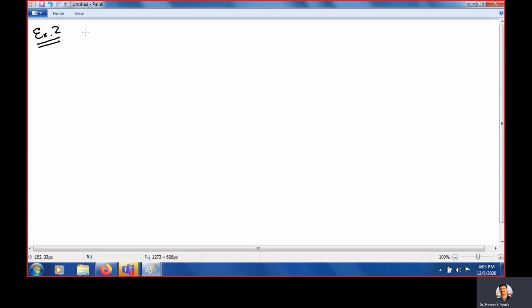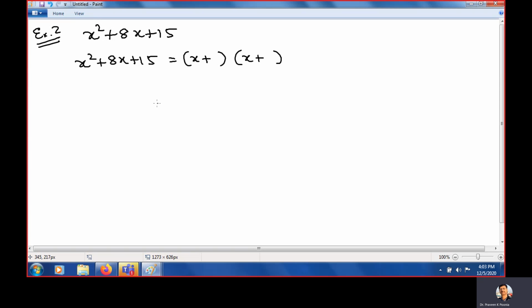Example number 2 is x square plus 8x plus 15. Clear? So what will be the answer? It is x square plus 8x plus 15, because both are plus here. So the answer will be x plus and x plus. This will be the answer. Two factors, one this factor, another this factor.